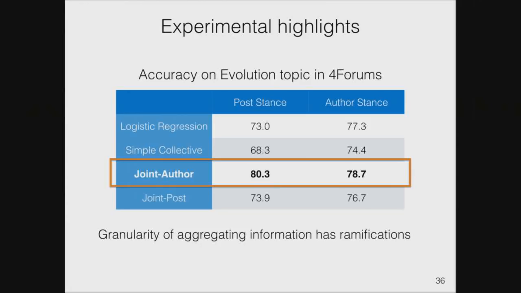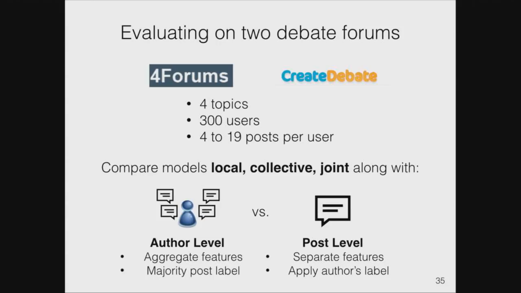In the second case, are you getting the author's label from this process, or does it come from somewhere else? In Four Forums, we have annotations where the Turkers did it at the author level. In Create Debate, people have self-labeled when they write a post, so it's at the post level. So we kind of have to do the cross product. For Create Debate, when we want author labels, we have to take the majority post label, and vice versa. For Four Forums, when we want the post label, we have to take the author's label.